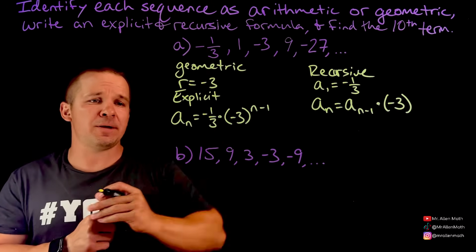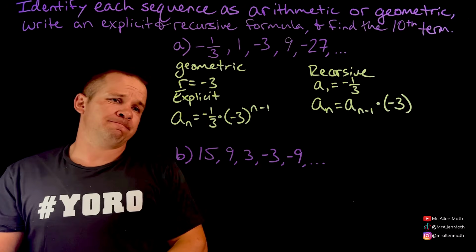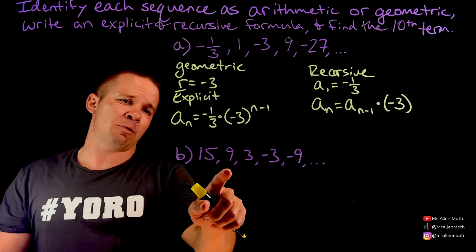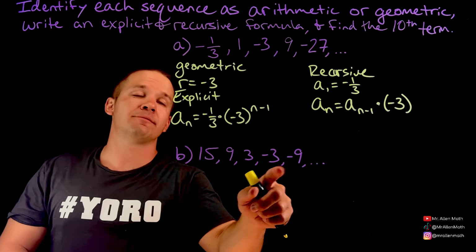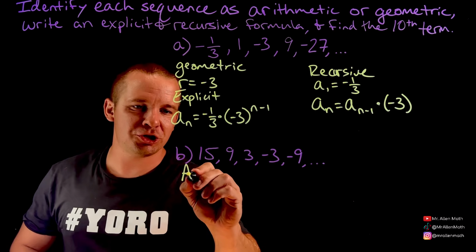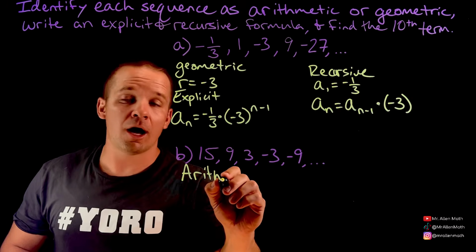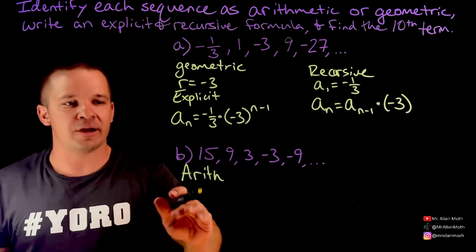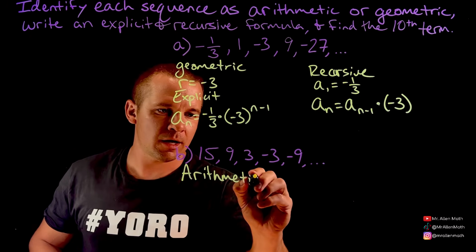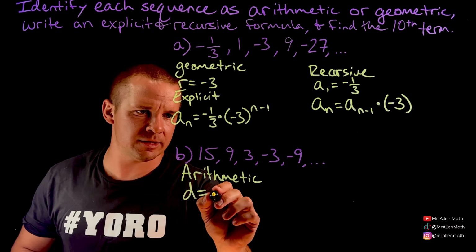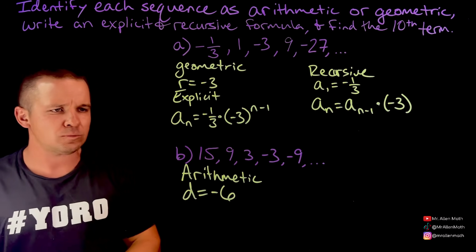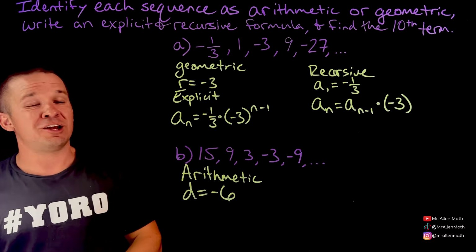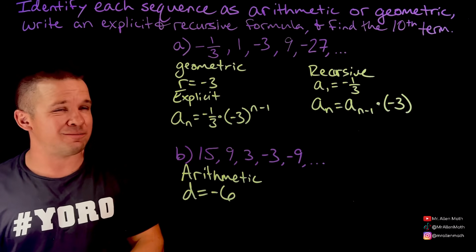All right, part B here. What's happening? 15 to 9. I went down by 6. I go down by 6 again. Down by 6. This thing is arithmetic. Shocker of the century, right? That I have a geometric and then an arithmetic. Okay. And we said our common difference was negative 6, right? We're going down by 6. Cool. Look at that. Common ratio negative. Common difference negative.